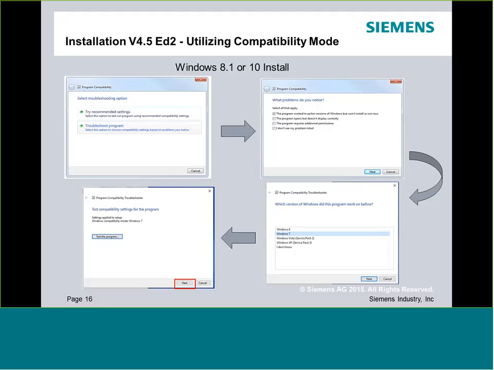This one happens to have Windows 8 selected because I was doing this on a Windows 10 seat. So pick Windows 7. Then move on by clicking Next to your next screen. Now at this point, this gets a little confusing because you have this test the program button.